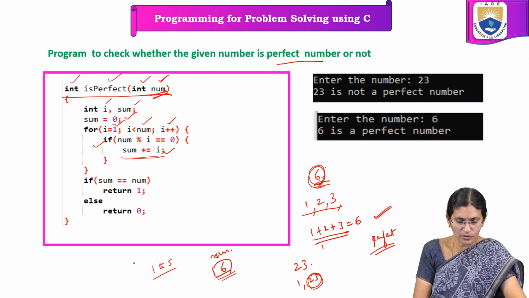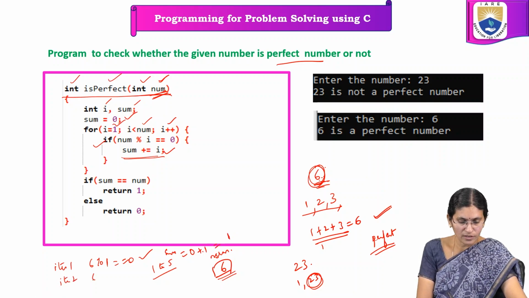The num value is equal to 6 now. So if 6 mod i, that is 1, is equal to 0, this is the first iteration, and the condition is true here. Therefore the sum value is incremented. Initially sum is 0, so sum plus i is equal to 1. So sum is equal to 1 now. Next, in the second iteration, it will again check the condition. Now 6 mod 2 is equal to 0 or not. This is also true. So therefore now sum is equal to 1 plus i.